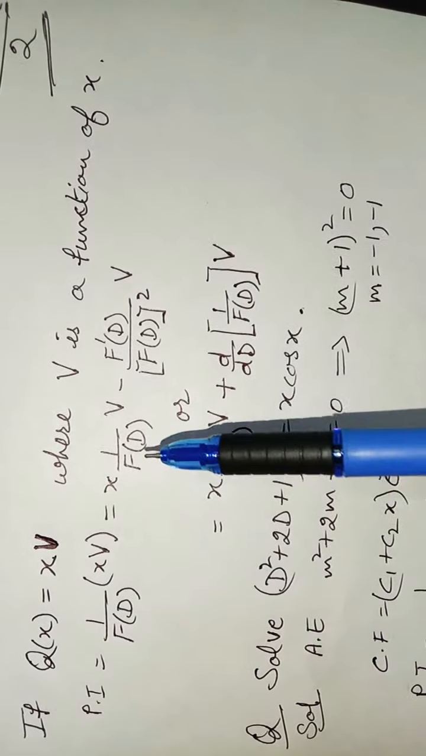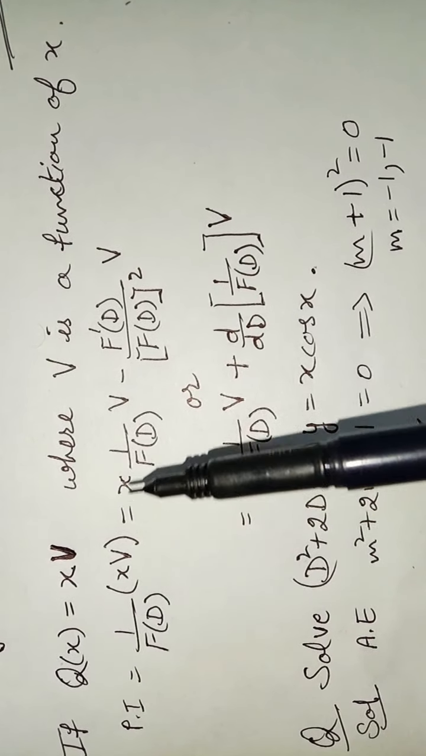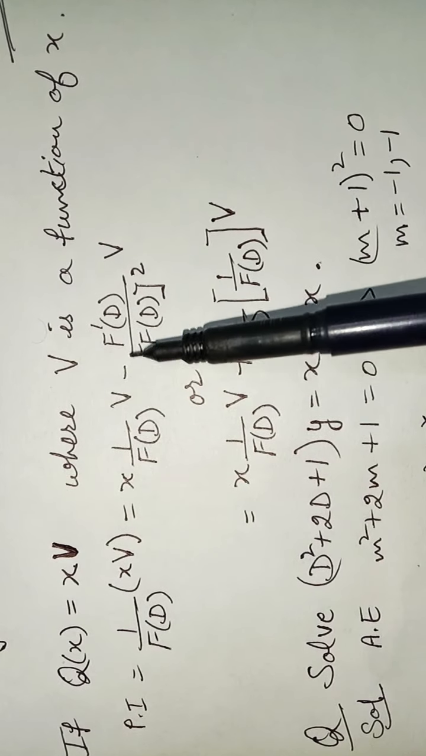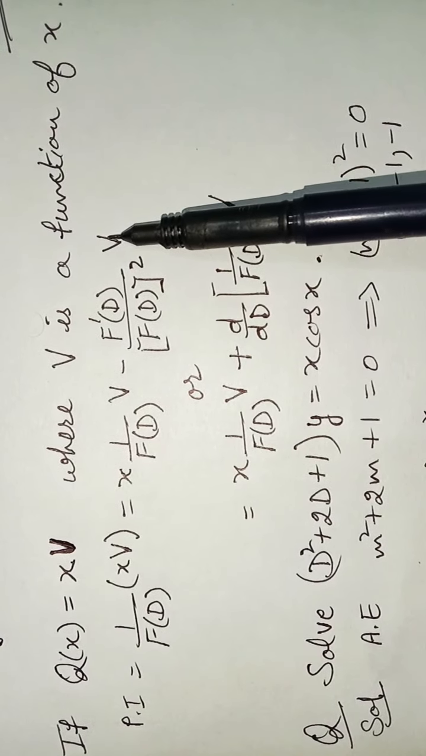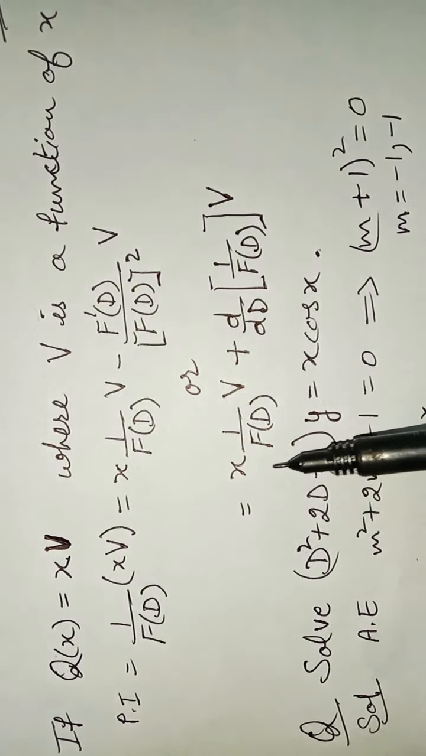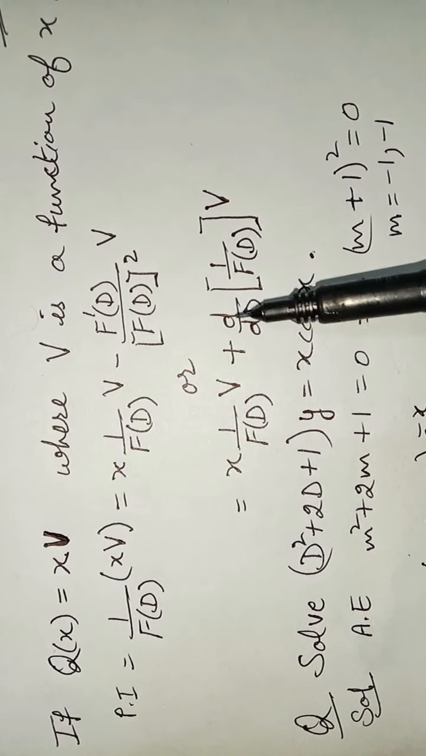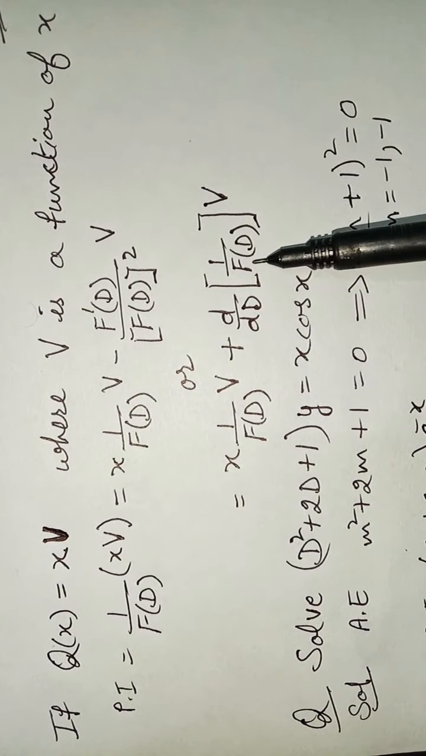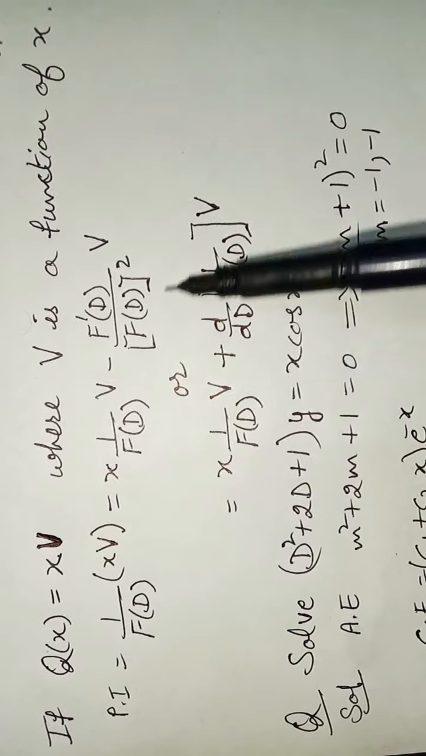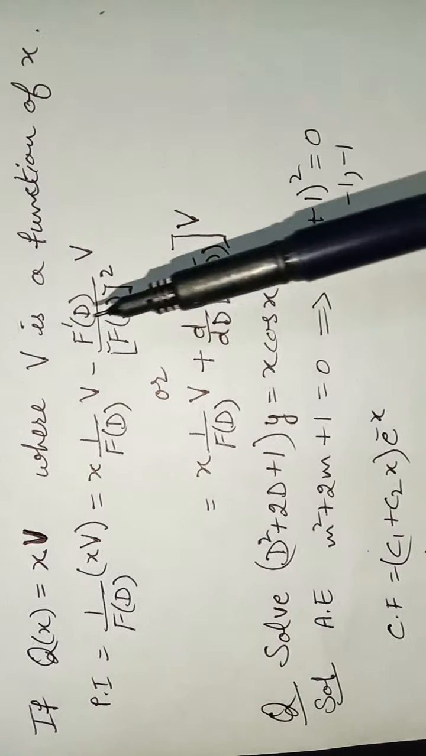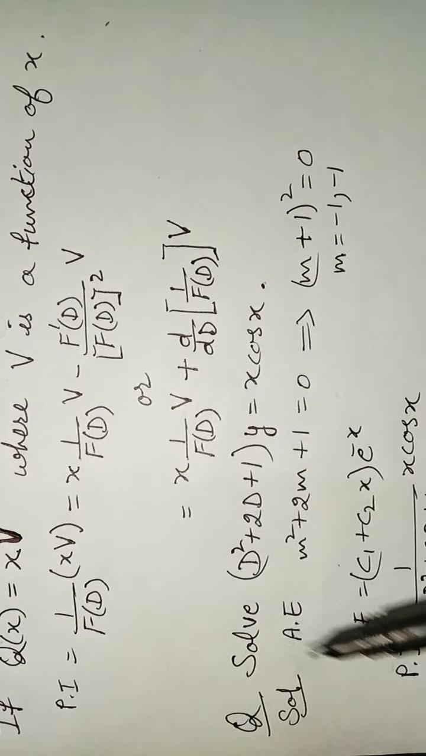So how to calculate this particular integral? 1 over f(D) operating on xV is x times 1 by f(D) operating on V, minus f dash (D) over f(D) whole square operating on V. Or you may write it as x into 1 over f(D) operating on V plus the ordinary derivative of 1 over f(D) with respect to D operating on V. You may use this formula or this. From both the formulas you will get the same result. So let's see how this works.